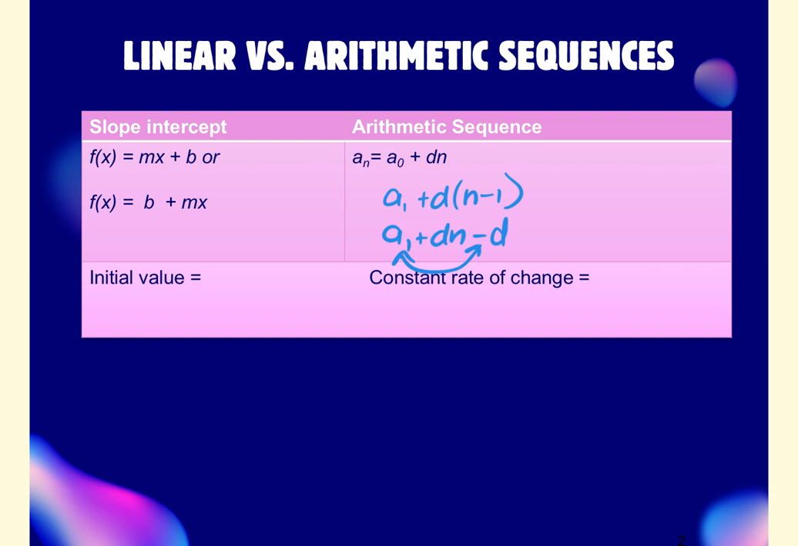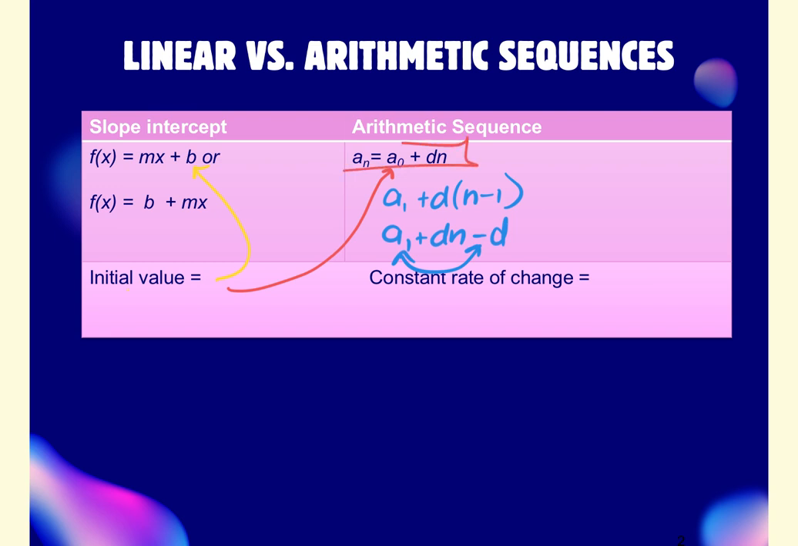In each of these, if I look at the slope-intercept form, what's your initial value? Where do you start? At the y-intercept, which would be b. For slope-intercept it's b. If I use the arithmetic a_n equals a_0 plus bn, what's the initial value on that one? a_0. Good.